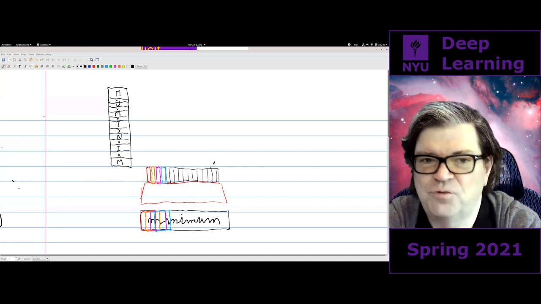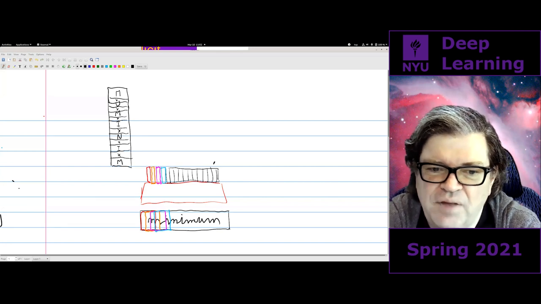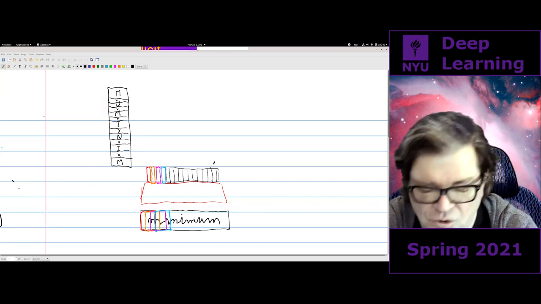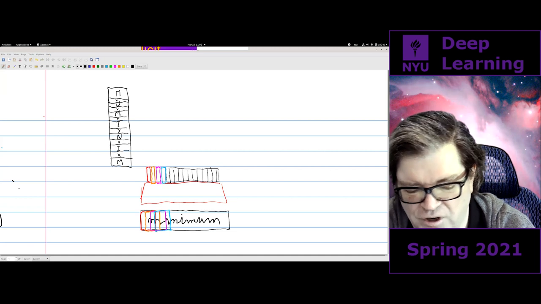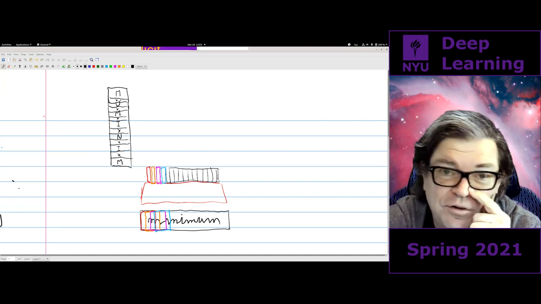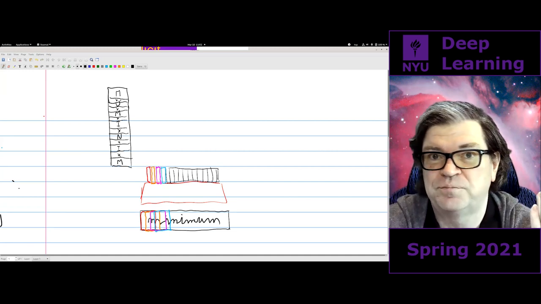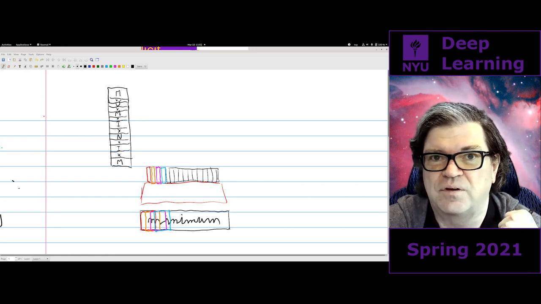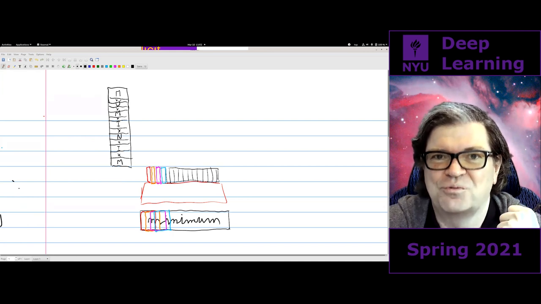Okay, and now it comes time to train the system. How are we going to train the system? We don't know where the characters are. Someone told us that the word that was written on the input is minimum, so we have the label, but we don't have the location of each of the characters. Okay. So we're going to have a latent variable that's going to tell us where are the characters.